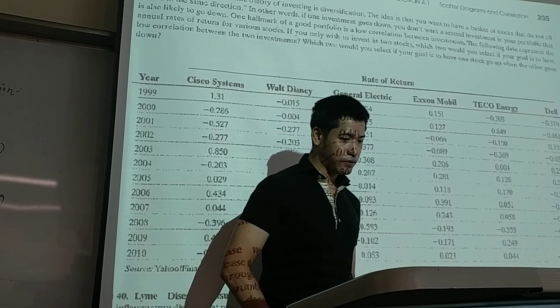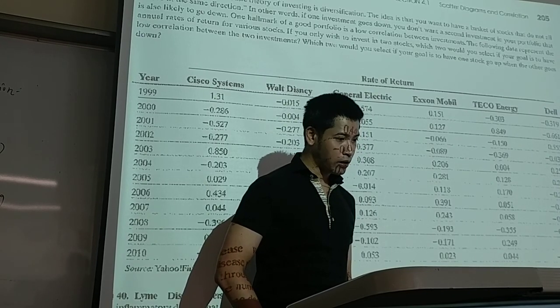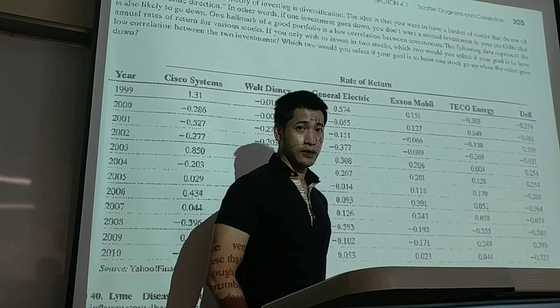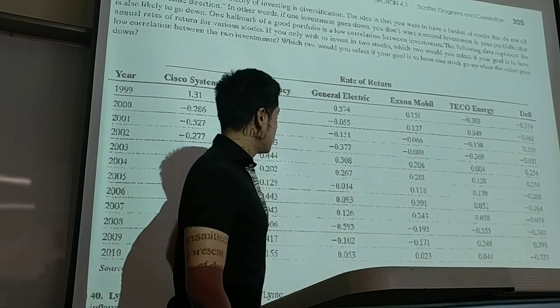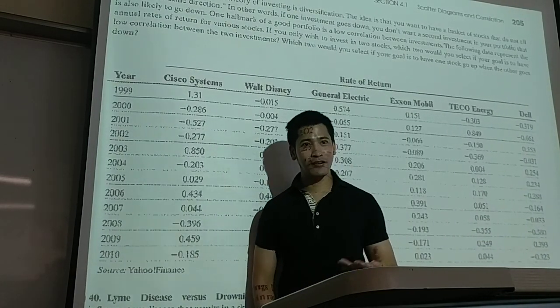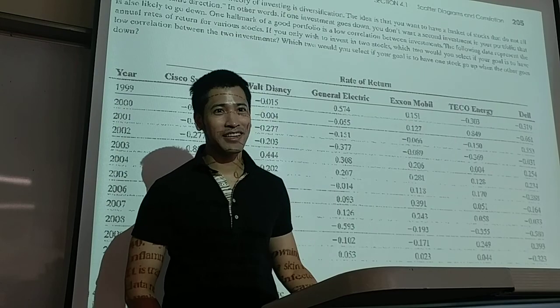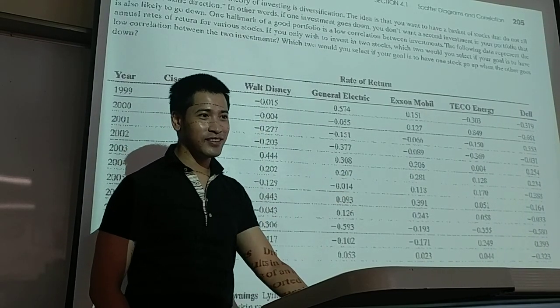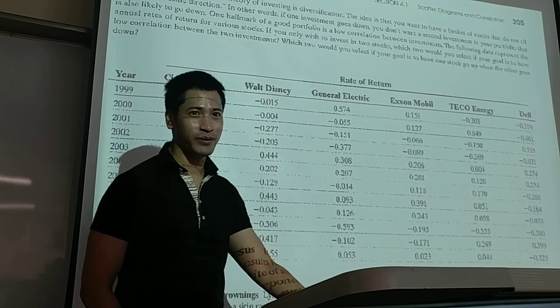So here you have most of the well-known companies listed in Standard & Poor's 500. These are, for example, of course, Dell Computer. If you don't know Dell Computer, then you should not be taking this class, because every computer in this computer lab is actually a Dell computer.